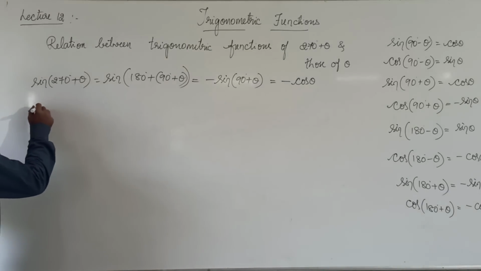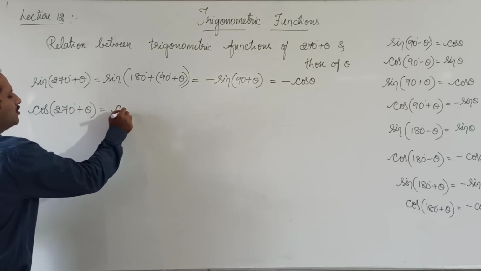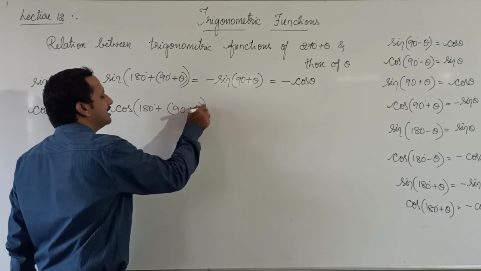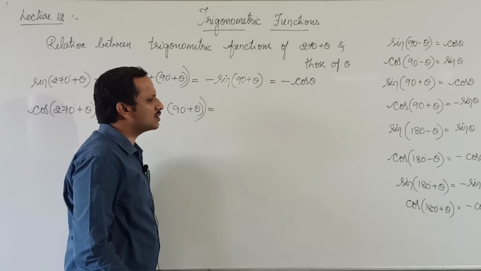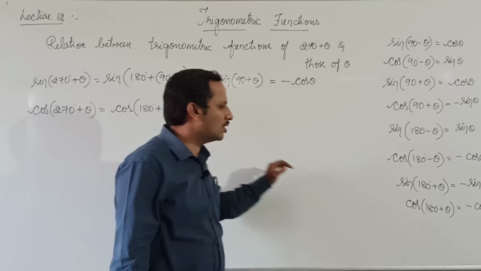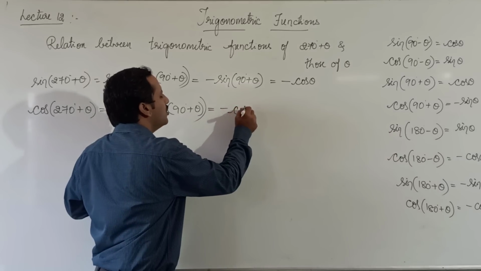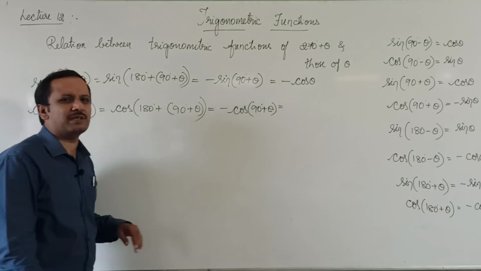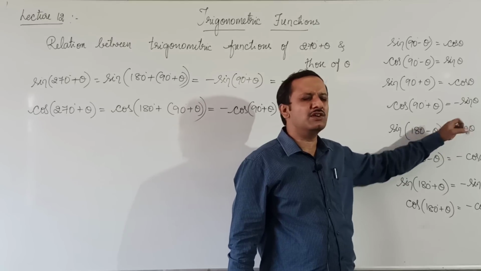Okay. Next, cos 270 plus theta, that's equal to cos 180 plus 90 plus theta. Cos 180 plus theta is equal to minus cos theta. So this will become minus cos 90 plus theta. What is cos 90 plus theta? Cos 90 plus theta is equal to minus sin theta.